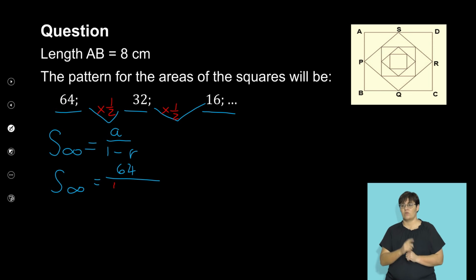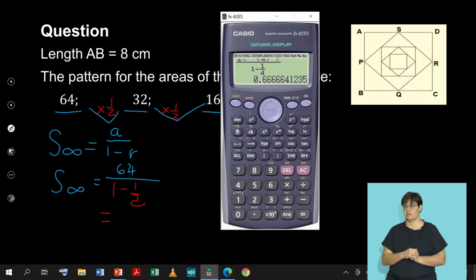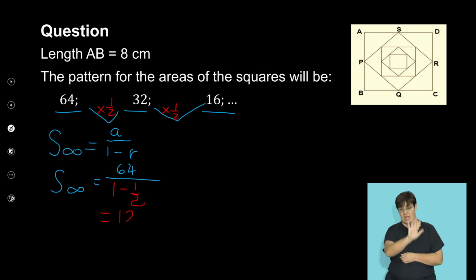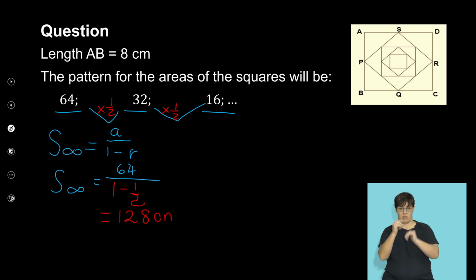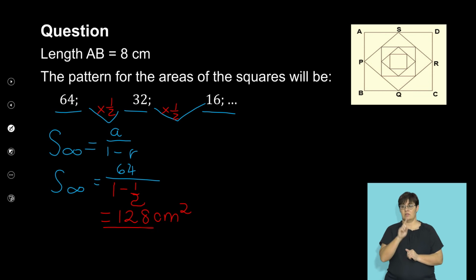So the denominator will be 1 minus a half, and in order to find the sum to infinity, I need to plug this all into my calculator. So it will be 64 over 1 minus a half. So the sum to infinity for the area of all of these squares added together is 128 centimeters squared.